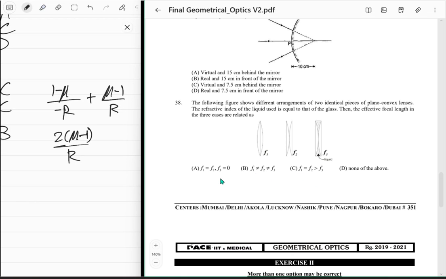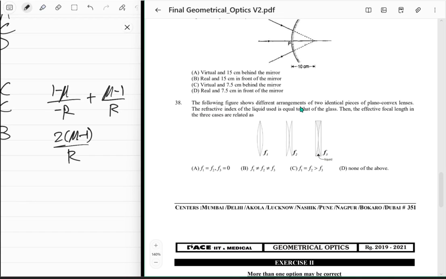And then F3. F3 is supposed to be infinity, I guess. You send in parallel rays, they never converge. So what do you make of it? It must be converging at infinity. What else could it be? So what are they saying though?